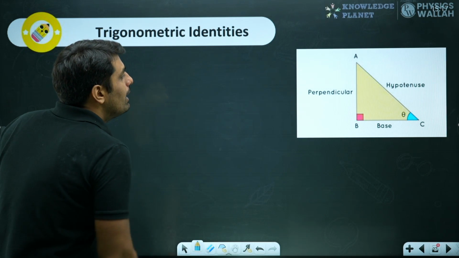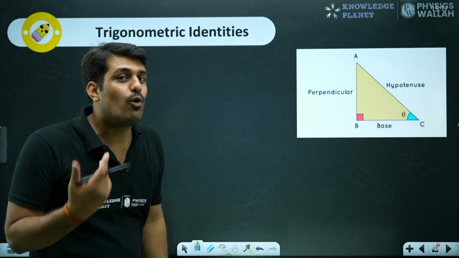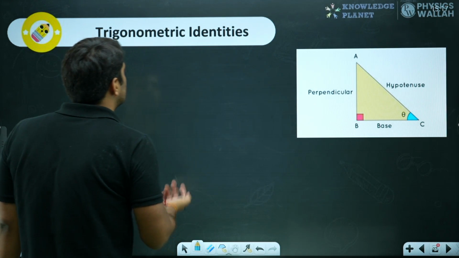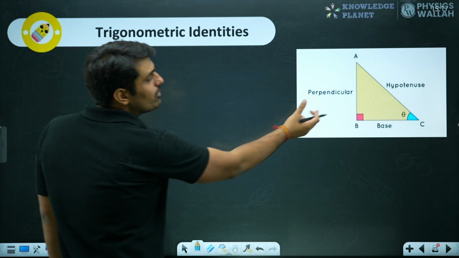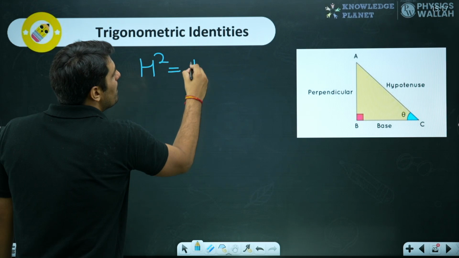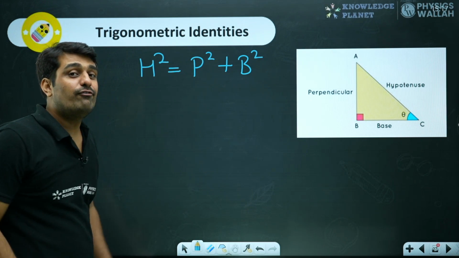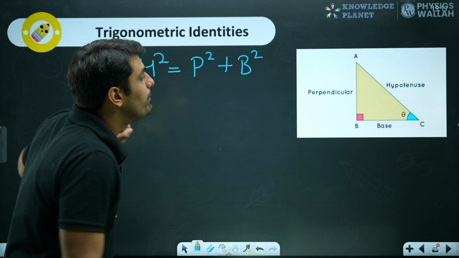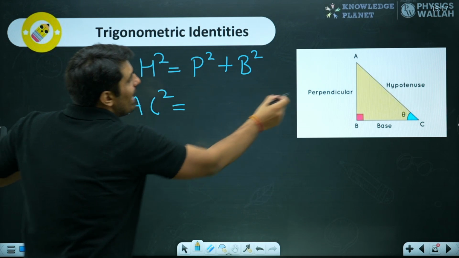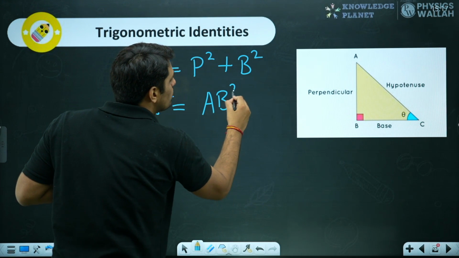So see, this is a right angle triangle. For a right angle triangle, there is one property which I have quoted which is always used. What is that property? The theorem of Pythagoras. If I write the Pythagoras theorem for this, hypotenuse square will be equal to perpendicular square plus base square. So let me write in the nomenclature given over here: AC square equals AB square plus BC square, correct?